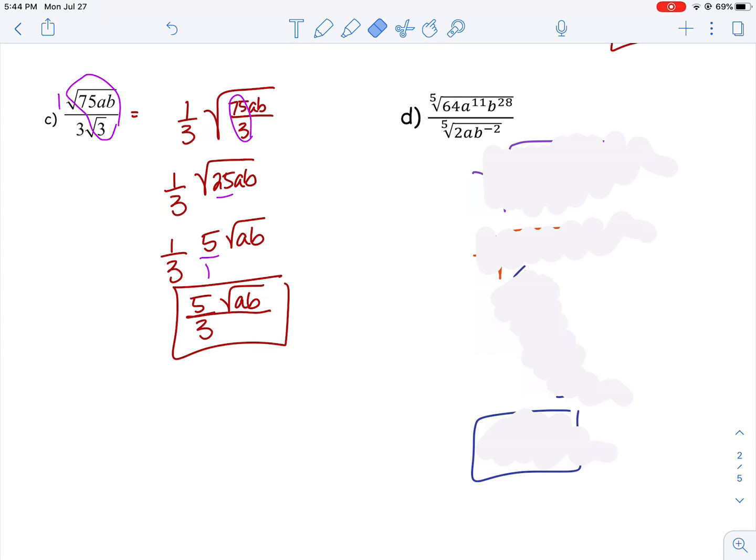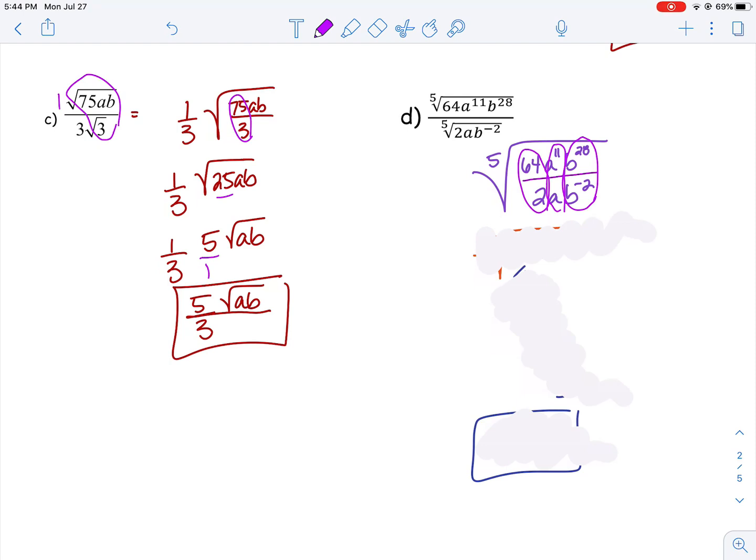All right, d has 5th roots. And again, as long as they're both underneath the same root, instead of doing them separately, I should be able to combine them. It might make it a little bit easier. Now, let's look to see what happens. Can I divide 2 into 64? Can I take my a's and put them together? And can I take my b's and put them together? You might have to remember your rules for exponents. Remember when we divide, we really subtract the exponents?